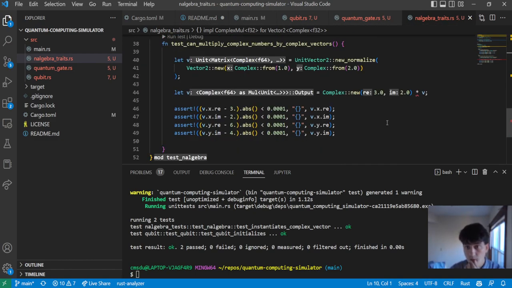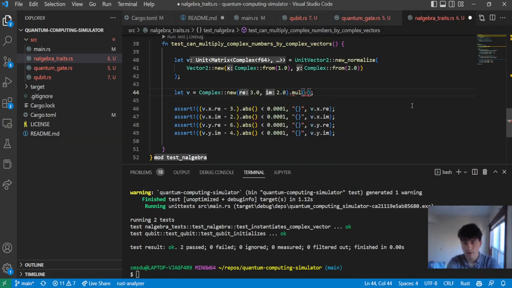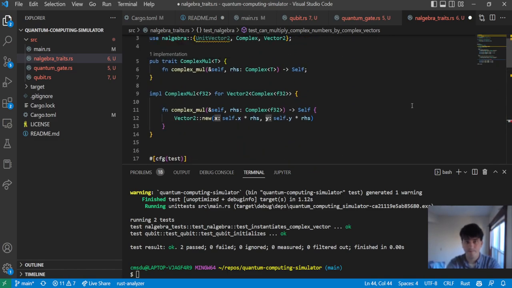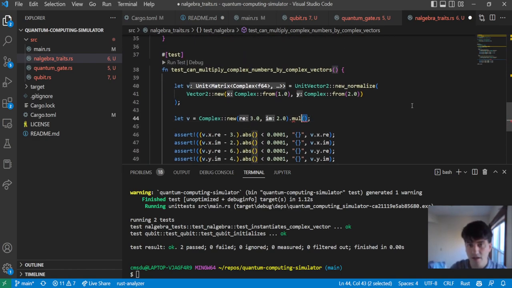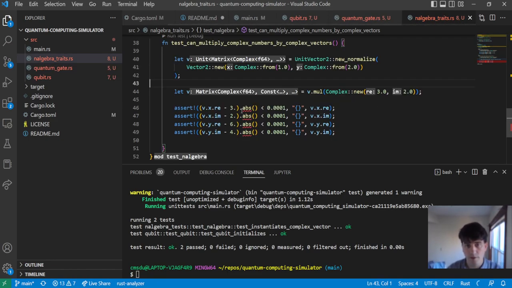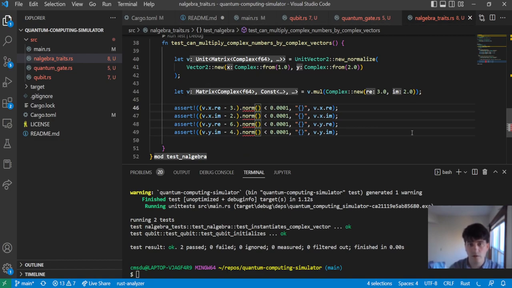And so now, instead of doing this as multiplication, we can do dot multiply by. We do V dot multiply by this. Okay, that is super tedious. Not a big fan. But is what it is. This should be fine now. What's the problem here? It's ambiguous. Sure.